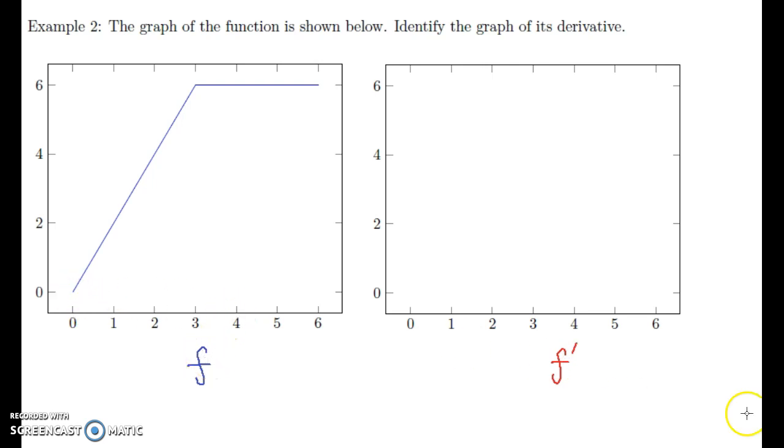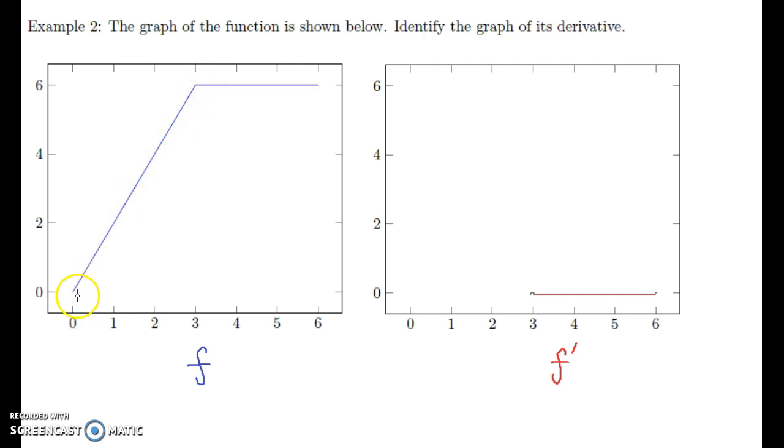So f and f prime, the relationship is that f prime is the slope of f. So we want to find the slope. Now, for the first part, we have a positive slope. And then for the second part, it's a horizontal line. So it's easy, right? From 3 to 6, a horizontal line has a slope 0. So from 3 to 6, the derivative is 0 constantly, okay? So this is easy, but what about this part that has a positive slope?